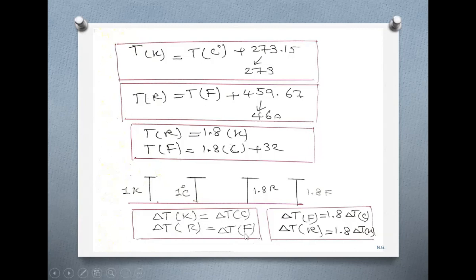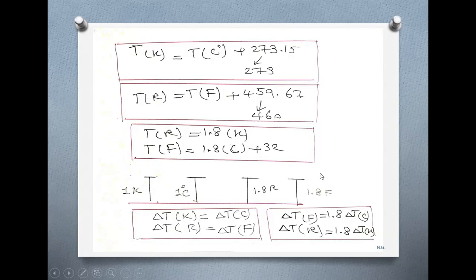The same with Rankine and Fahrenheit, because in order to convert Fahrenheit to Rankine, just give me a sec, you have to add 460. So it doesn't matter if somebody tells you, okay, T1 is 40 degrees Fahrenheit, T2 is 60 degrees Fahrenheit. What's the difference? 20. And if you convert both to Rankine by adding 460, still the difference in temperature in Rankine would be the same. Keep that in mind.